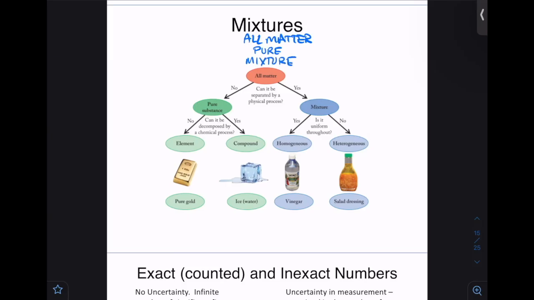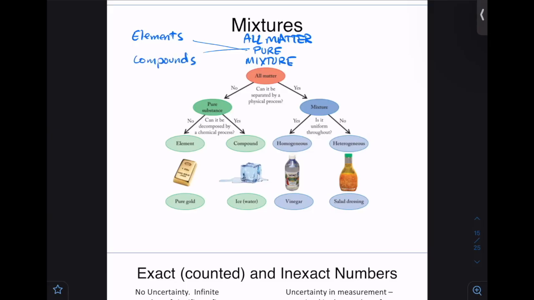But we have different kinds of pure matter and different kinds of mixtures. So let's talk about them a little bit separately. That's all laid out for you here on this slide. So if you're pure, we can classify that in two different ways. We have elements and we have compounds.